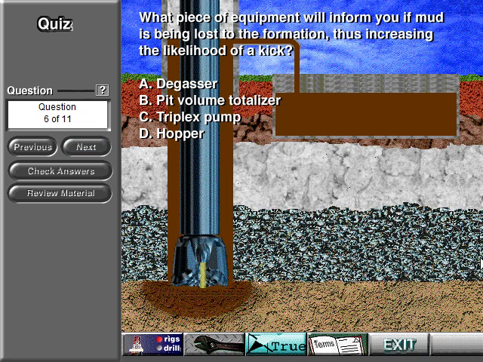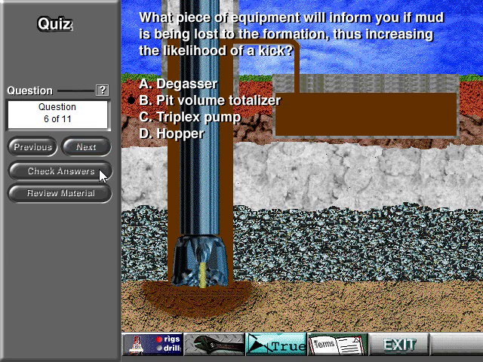What piece of equipment will inform you if mud is being lost to the formation, thus increasing the likelihood of a kick? A. Degasser. B. Pit Volume Totalizer. C. Triplex pump. D. Hopper. Good try. The right answer is B. Pit Volume Totalizer. Great! A Pit Volume Totalizer measures the mud level in the tanks.